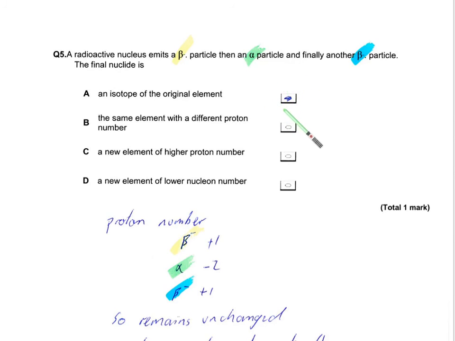Same number of protons, different number of nucleons. I can't have the same element with a different proton number. We haven't changed the proton number, so that's not the same. We could have a new element with a lower nucleon number. We do have a lower nucleon number, but we worked out that it is the same one. So it is A. Question 5 was A.